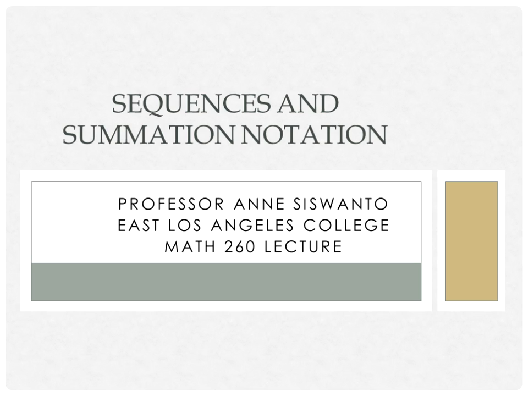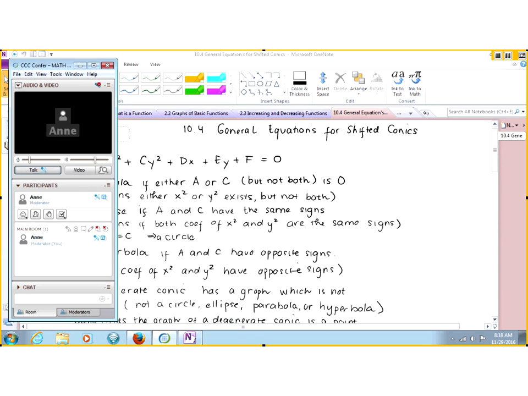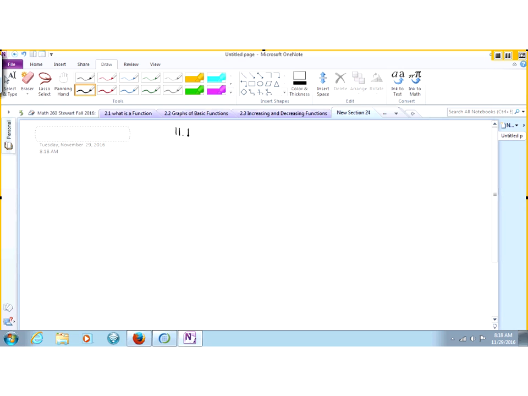Sequences and summation notation. Alright, what is a sequence? Let's start. What are sequences? Share the desktop. Okay, so 11.1 is sequences and summation notation.